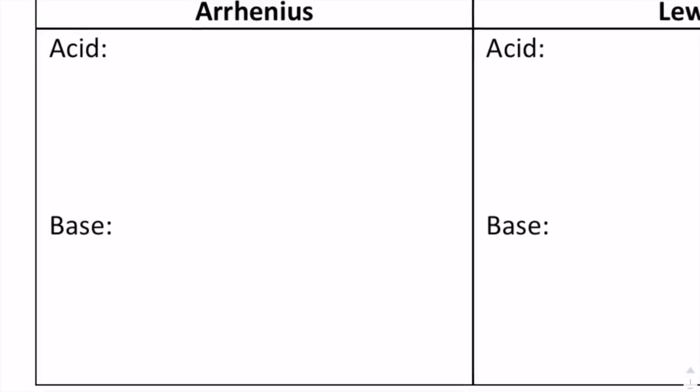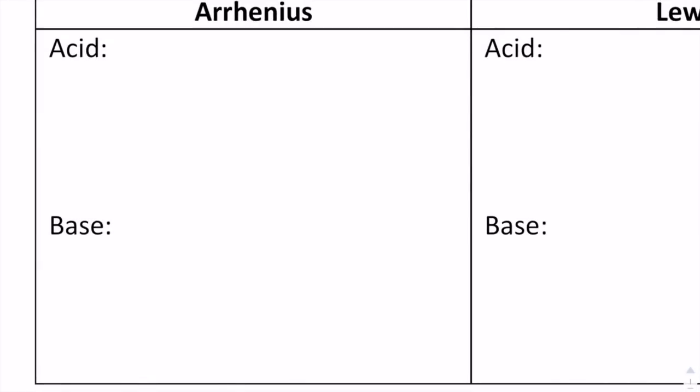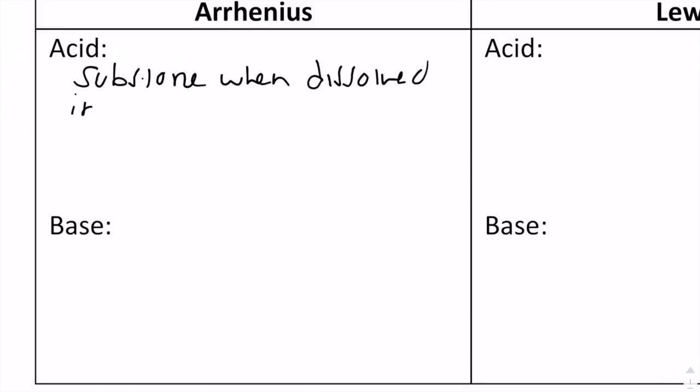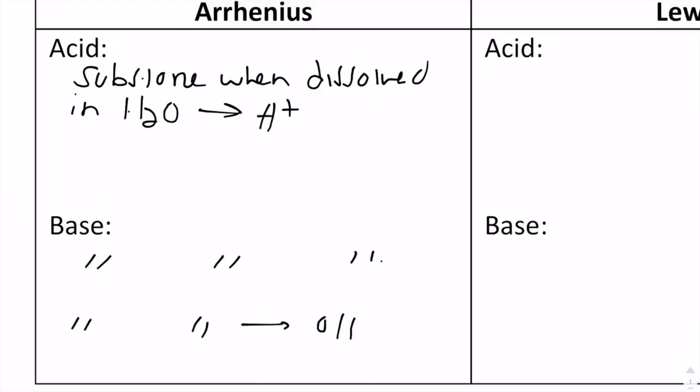So Arrhenius says that an acid is a substance that when dissolved in water is going to produce H plus ions. So substance, when dissolved in water, makes H plus ions. And then for bases, it's the same thing: a substance that when dissolved in water makes hydroxide ions. Okay? That's just the Arrhenius definition.